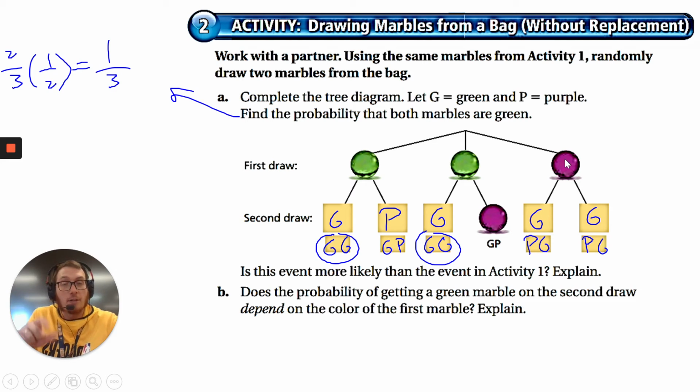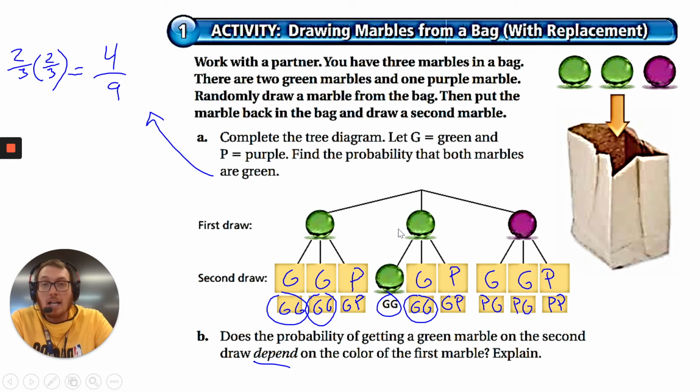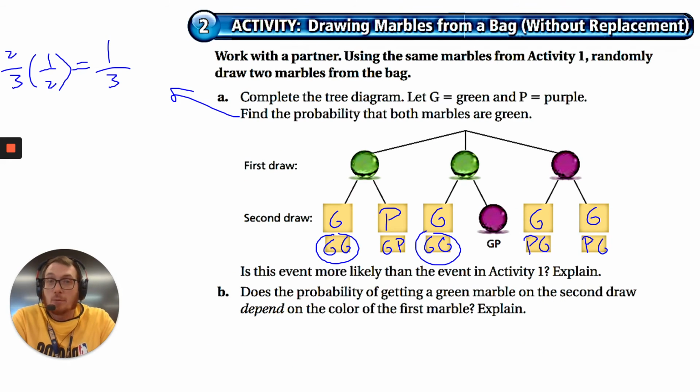For the last one, if I drew purple, there's no purples left, so it has to be green, green. Notice that there are 6 options now instead of 9. The last one had 9 options because it was kind of 3 times 3. This one has 6 because it's 3 times 2, because it's without replacement. There's only 2 of the 6, or 1/3, that are both green.